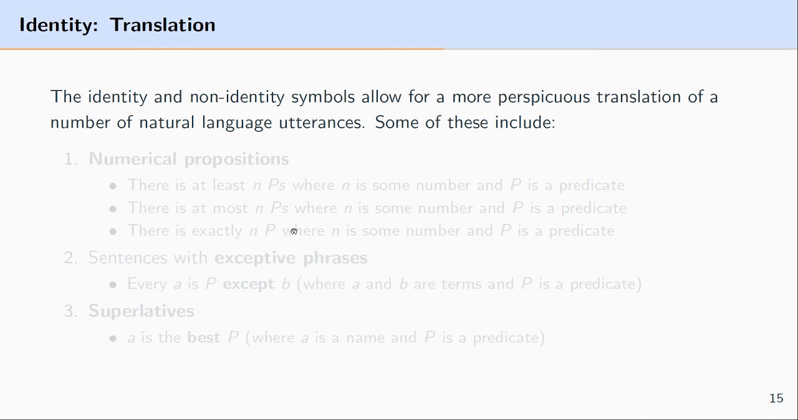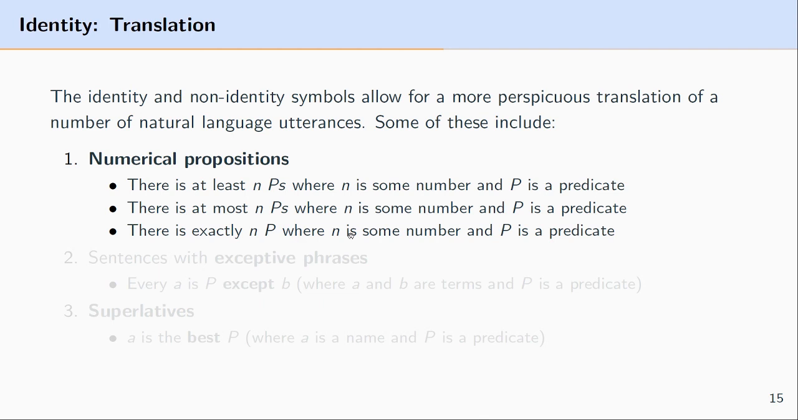So I think there are three basic types of sentences or formulas that identity does a very good job of expressing. The first are numerical propositions or sentences, like there are at least five apples, or there are at least n things that have this particular property. Other numerical propositions include there are at most five things that have a particular property, and there are exactly five things that have a particular property. So if you wanted to say there are exactly five apples, you would struggle to translate that using the existential quantifier, because the existential quantifier says that there's at least one thing that has a particular property. It doesn't specify the exact number.